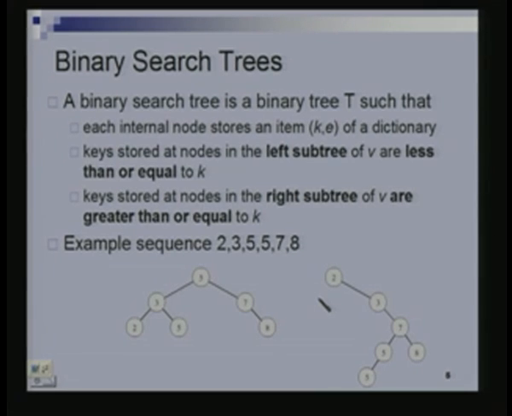There is an equal to part, like the left subtree should contain a less than or equal to part. Is it in the definition or is it implementation based? It is implementation, right. So, keys stored at nodes in the left subtree of V are less than or equal to k. Now, you have to somewhere put, okay.